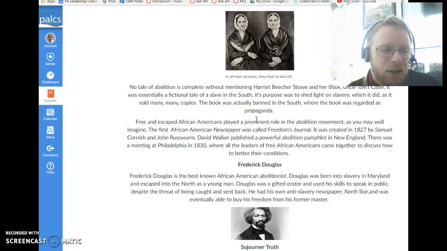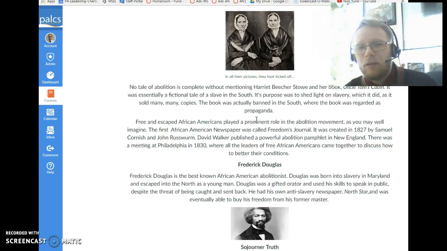Free and escaped African Americans played a prominent role, like Frederick Douglass, in the abolition movement, as you may well imagine. The first African American newspaper was called Freedom's Journal. It was created in 1827 by Samuel Cornish and John Russwurm. David Walker published a powerful abolition pamphlet in New England. There was a meeting in Philadelphia in 1830.